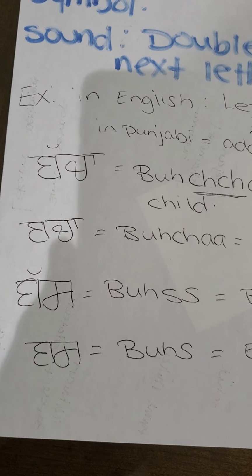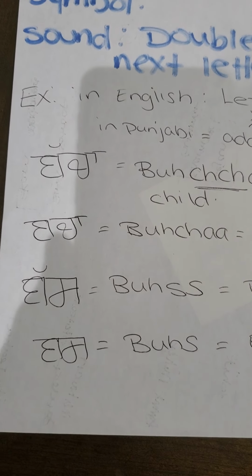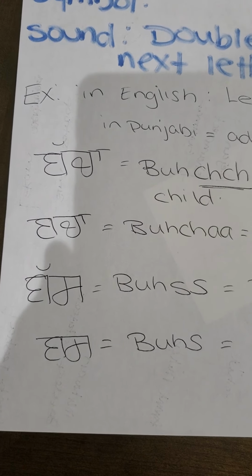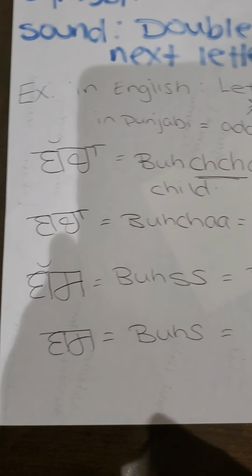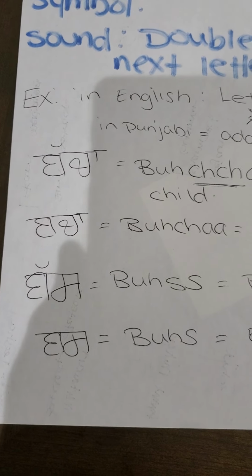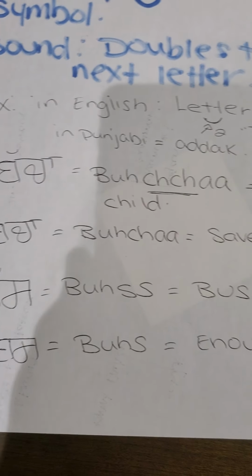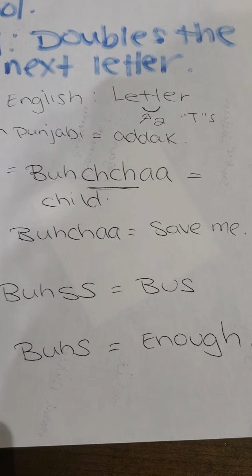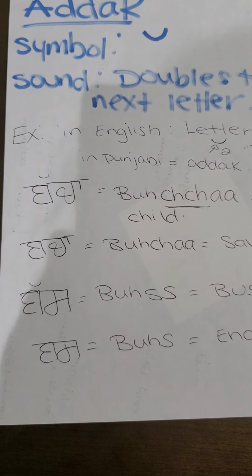Same thing with this example, right? The first one that we had done, baba, addak, sasa, that is bus, like a school bus. And then baba, no addak, sasa. If you put that one together, that's bas. Bas is enough, right? Like baskar. So addak in that sense is a little bit more tricky.